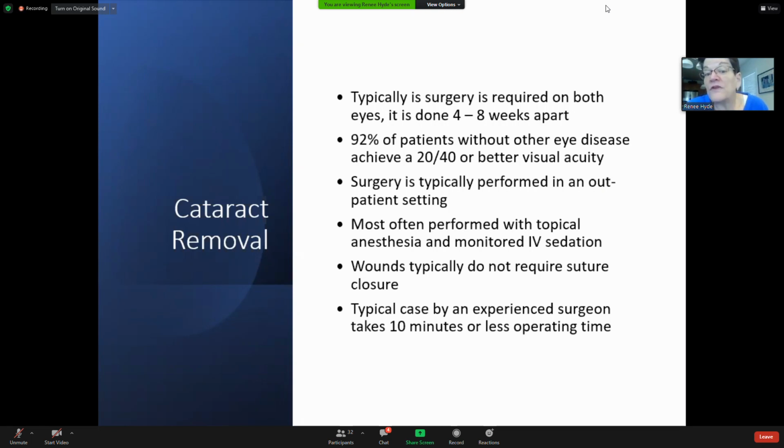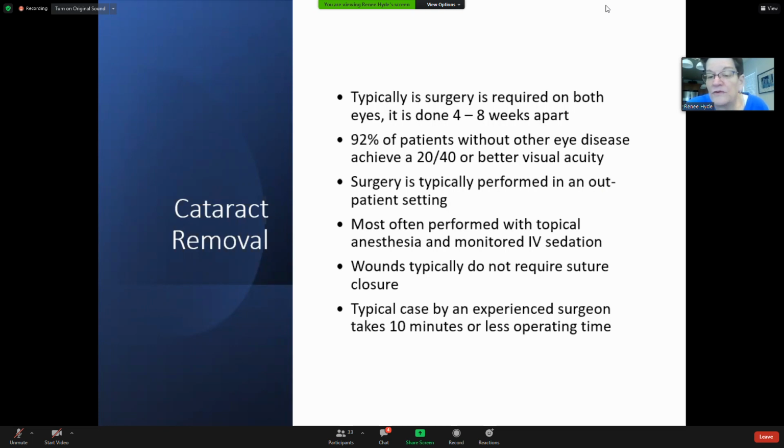It's done with topical anesthesia, meaning the eye drops to numb that eye, and they IV sedate the patient, usually with something like propofol or Versed. Because they make the incision into the cornea, those wounds do not require suture closure because that cornea will heal within 24 hours.